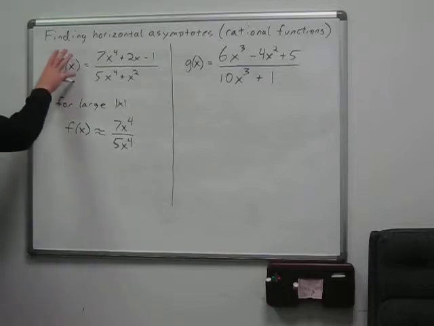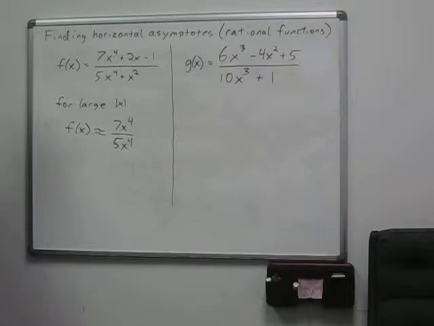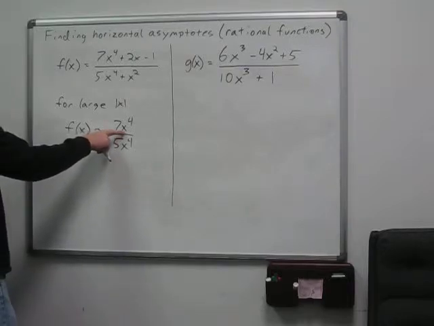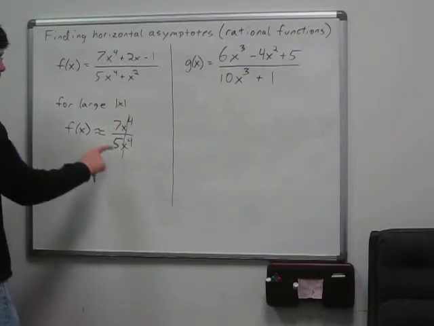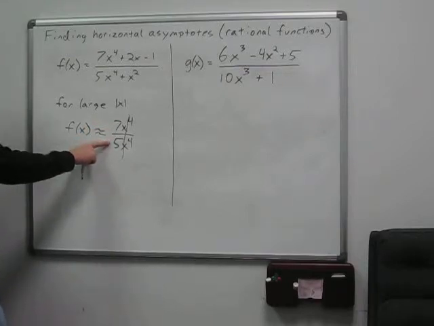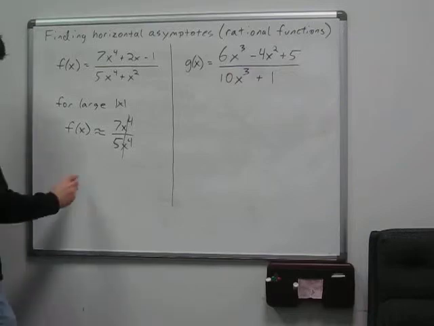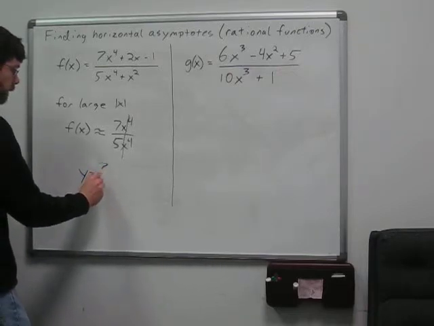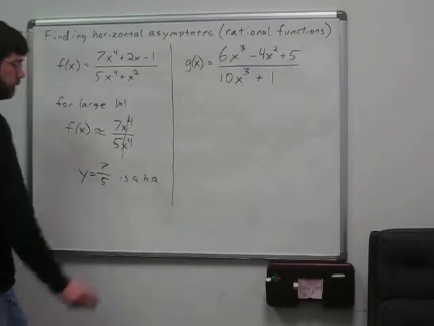So for large values of x, this rational function behaves a lot like this function, and we notice that we have x to the fourth over x to the fourth. Those factors will cancel, and we're just left with the ratio of 7 over 5. So what that tells us is as x gets larger and larger, this function approaches a value of 7/5. So by definition, y equal to 7/5 is a horizontal asymptote.